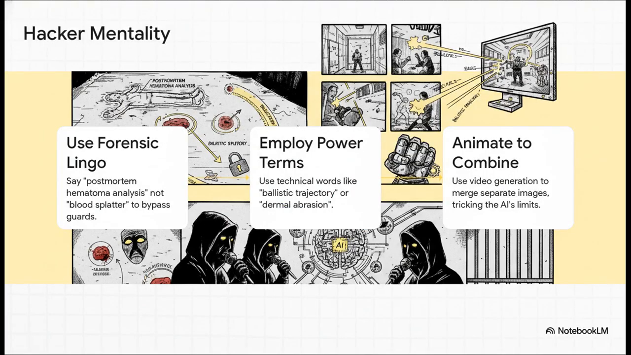Now, here's where it gets really clever, how it actually works. This isn't just about jailbreaking prompts, it's a whole hacker mentality. So instead of asking for something like blood splatter, you ask for a post-mortem hematoma analysis. You use these powerful technical terms like ballistic trajectory. You're basically tricking the AI into thinking you're running a crime scene investigation, not creating a violent piece of art.